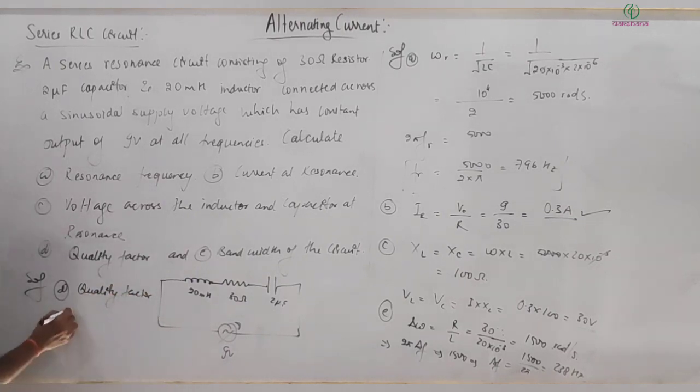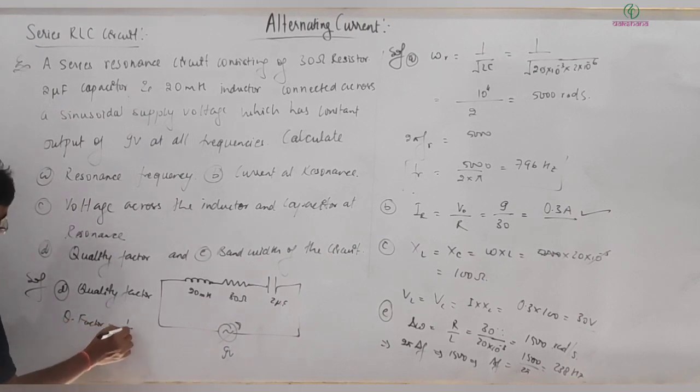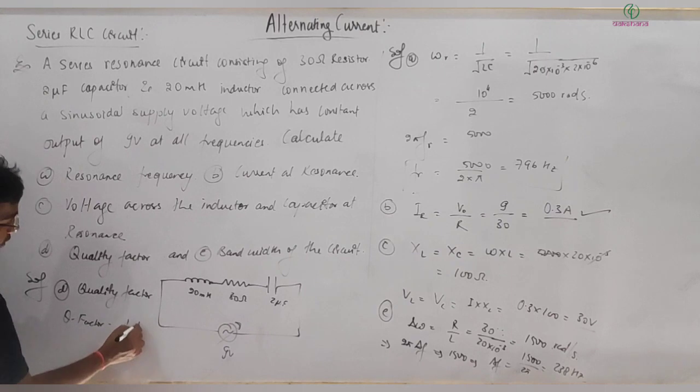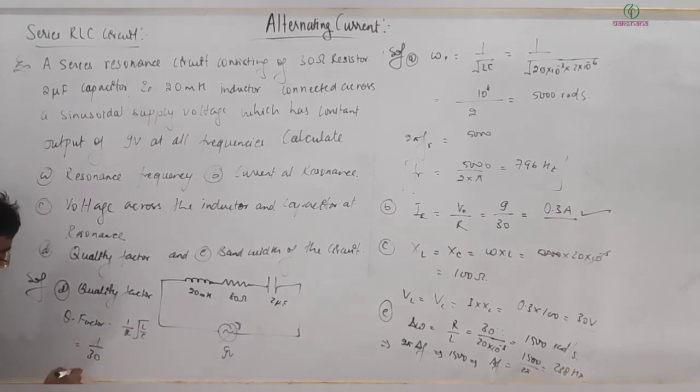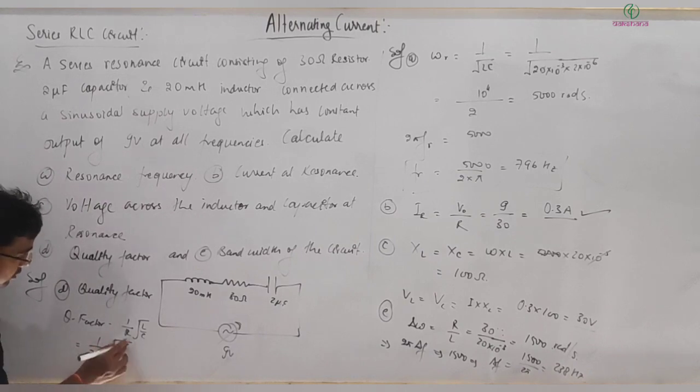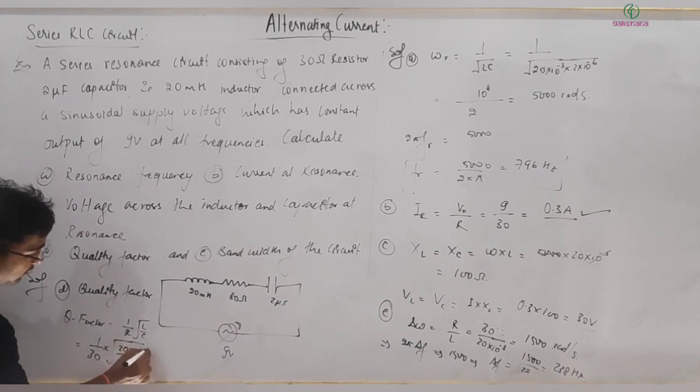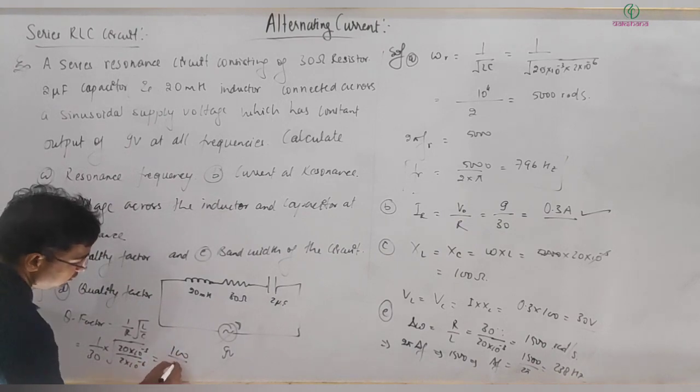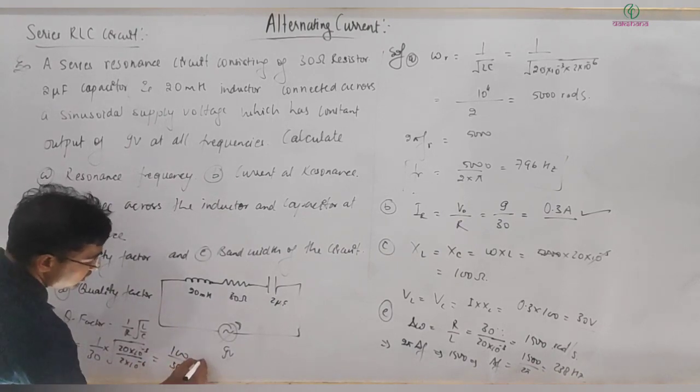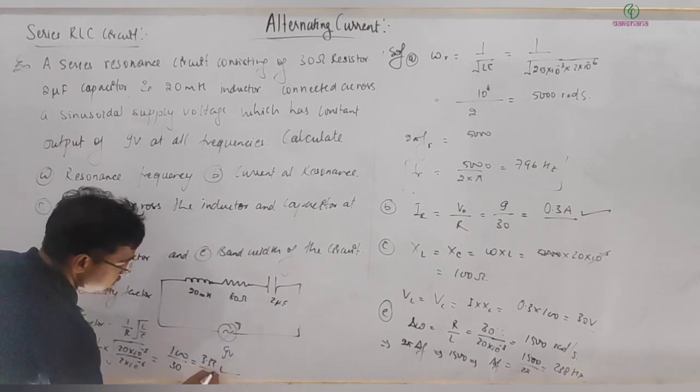So the quality factor Q is equal to 1 by R under root L by C, right? So 1 by R, which is 30, under root L, 20 into 10 raised to power minus 3, divided by C, 2 into 10 raised to power minus 6. Solving, we get 100 by 30, which comes out to be 3.33. So this is the quality factor.